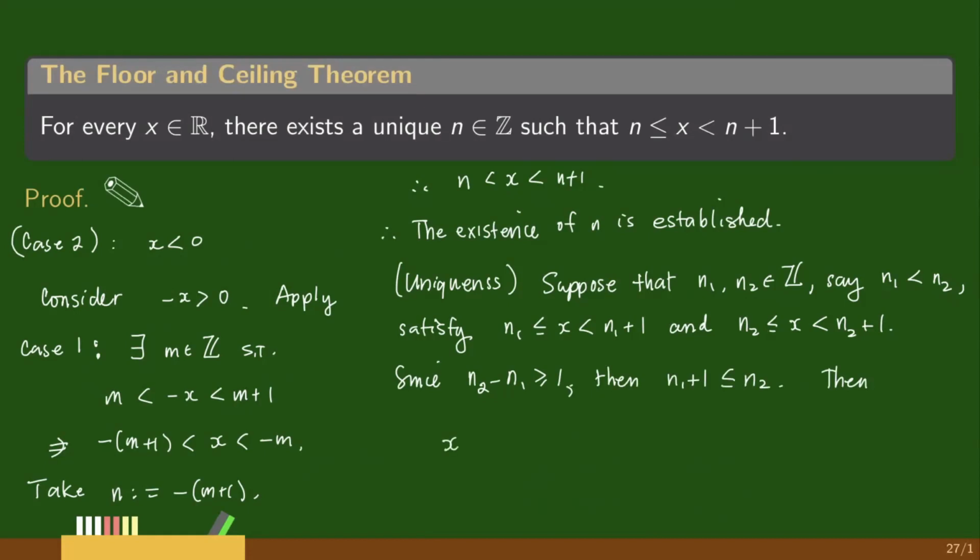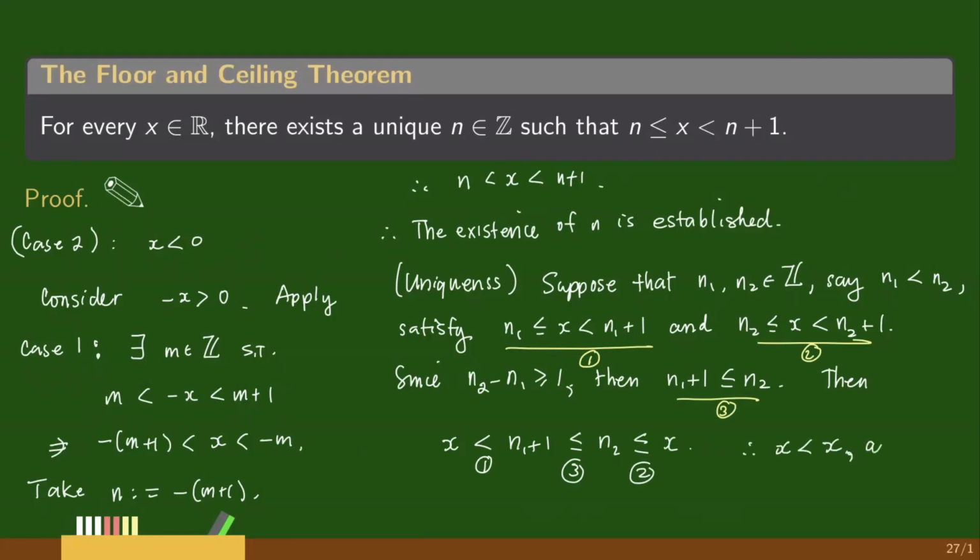Yung x natin, according to this inequality, tawagin natin 1 at 2. To 3. Okay? So, yung x according to inequality 1 ay less than n1 plus 1. According to inequality 3, ang n1 plus 1 is less than or equal to n2. Okay? And then according to inequality number 2, this is less than or equal to x. Therefore, x is less than x. A contradiction.